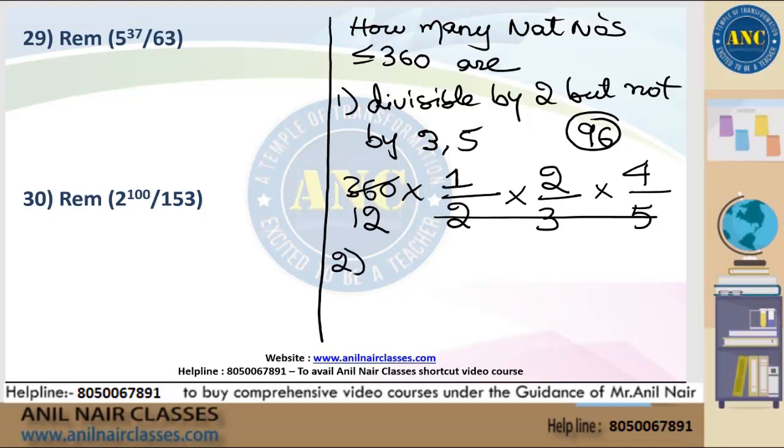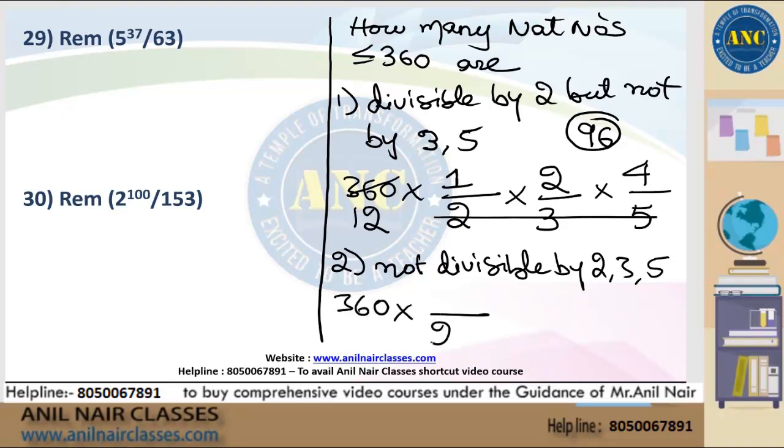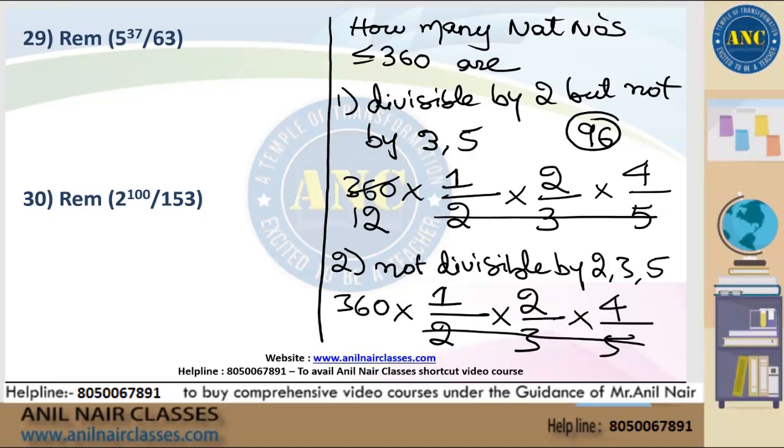Second one. Not divisible by 2, 3, 5. Wherever not is there, do 1 minus the numbers which are divisible. Out of 360 numbers, for every two numbers, 1 is divisible. So 1 minus 1 by 2. For every 3 numbers, 1 is divisible. 1 minus 1 by 3. For every 5 numbers, 1 minus 1 by 5. 4 by 5. 6 5s are 30, 30 12s are 360. 12 8s are 96. Idea clear, right? Divisible by k and not divisible by k, how to solve it? I hope it is clear.